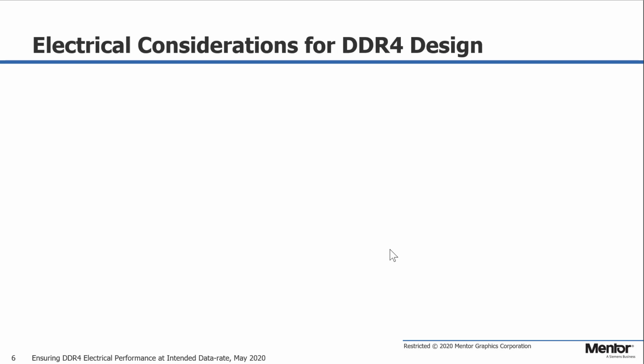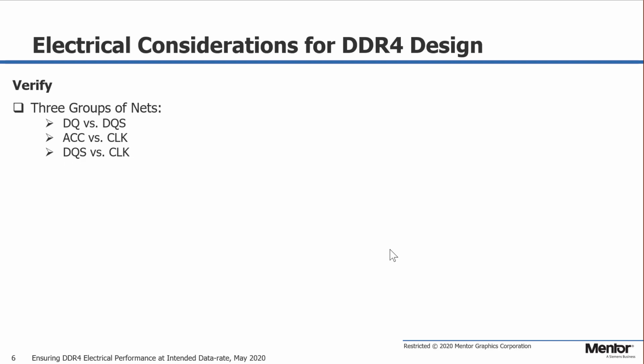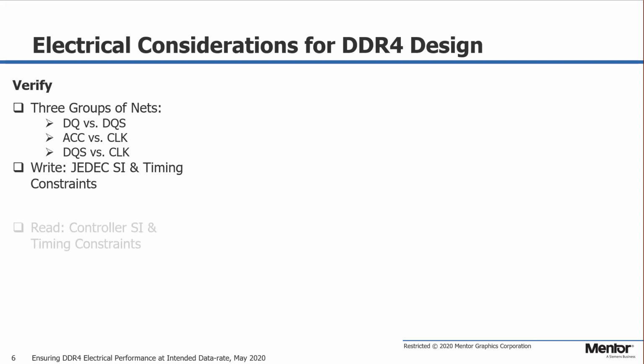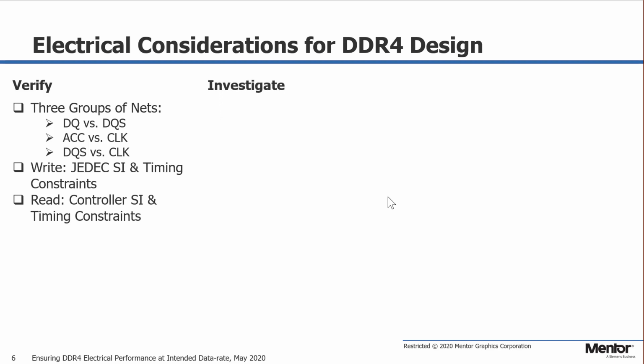In any DDR4 design, there are many electrical considerations you need to make as outlined in this table. There are 3 groups of nets which you must verify that the design meets all the timing and SI requirements specified by the JEDEC specification during the write cycle. During the read cycle, you must meet all of the electrical requirements specified by the controller vendor. You must also include the effects of the items listed in the second column here during your post-layout design investigations.